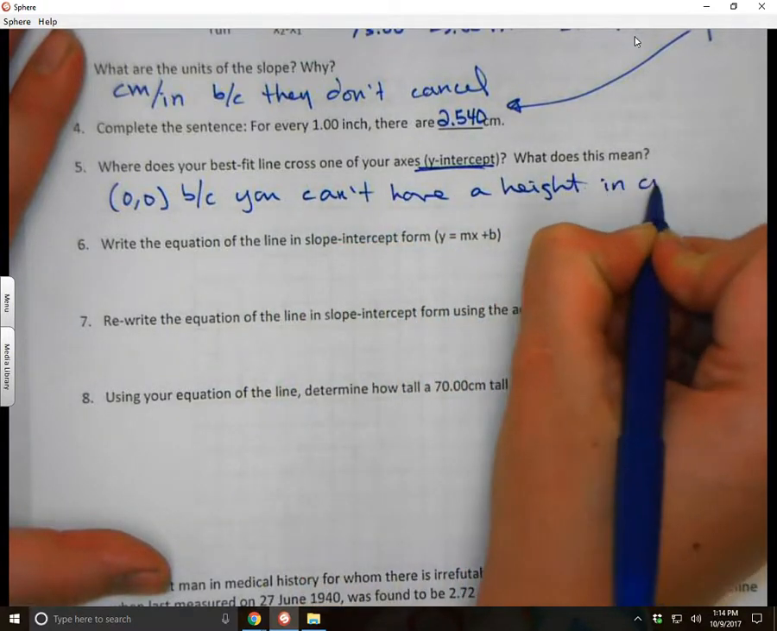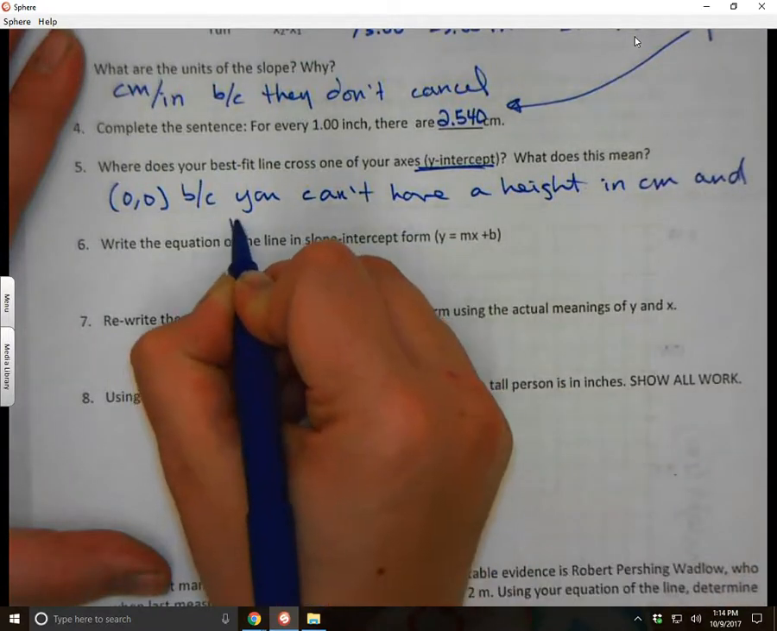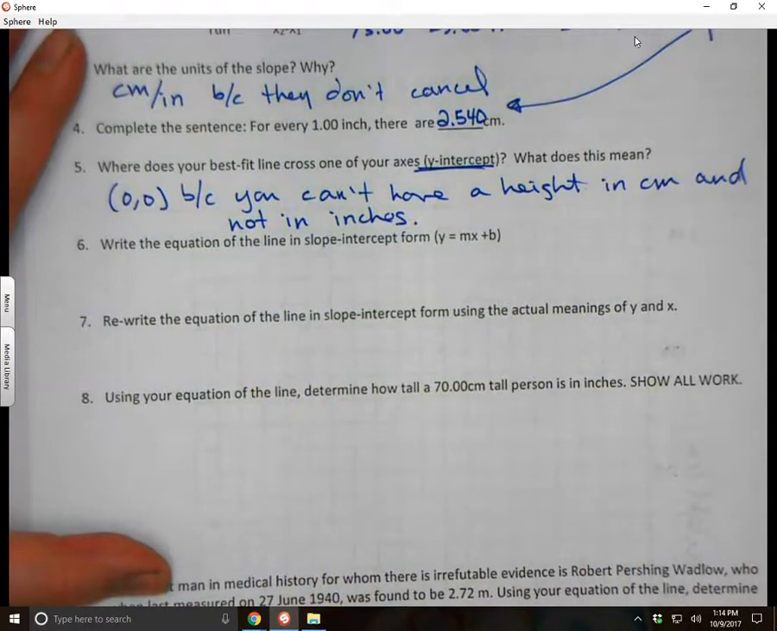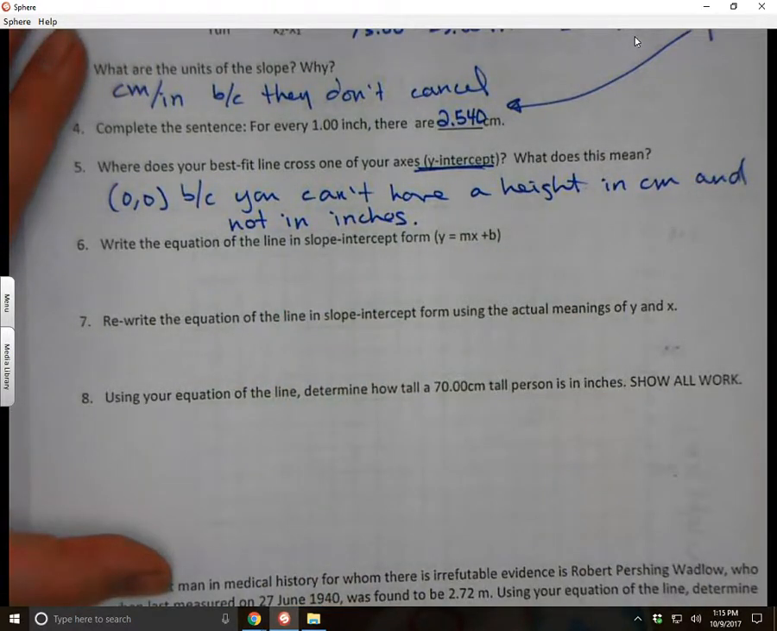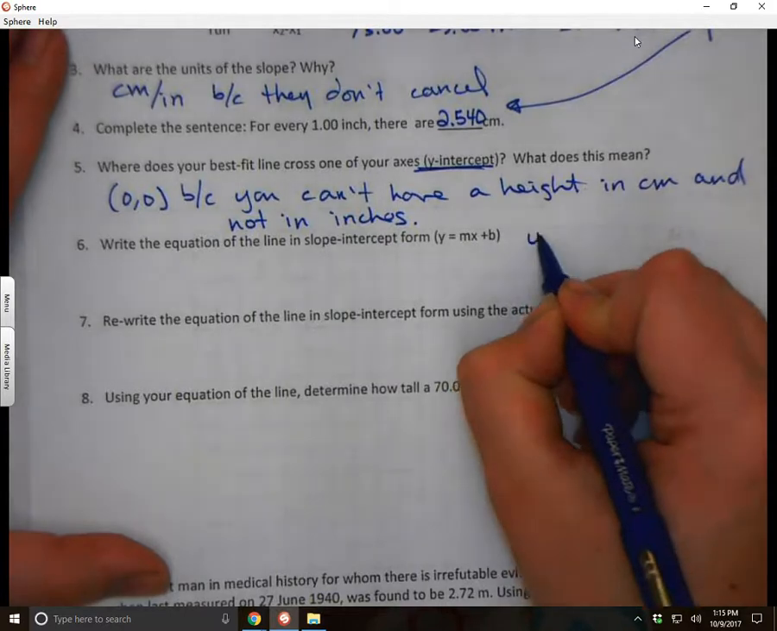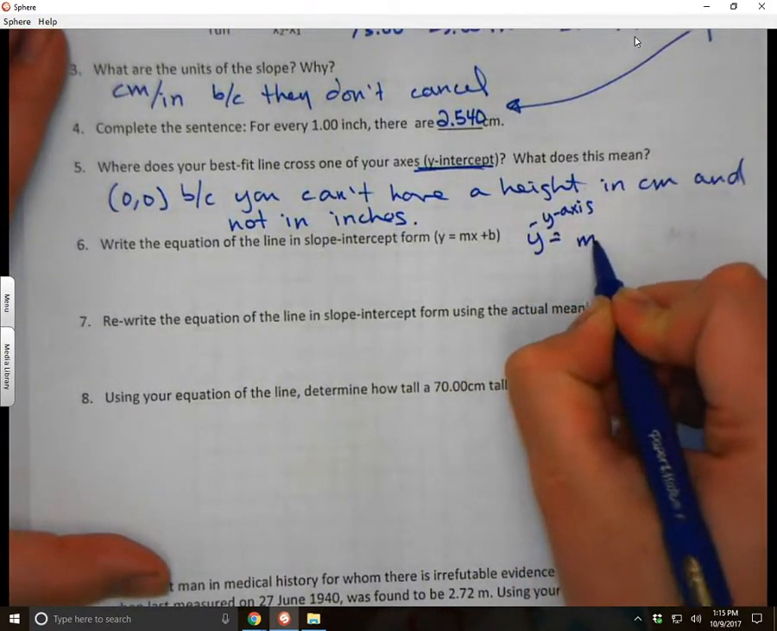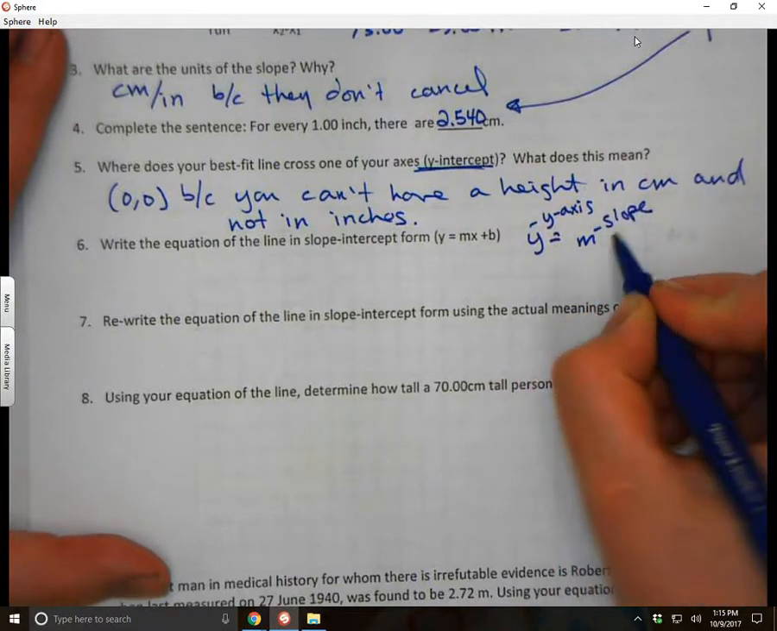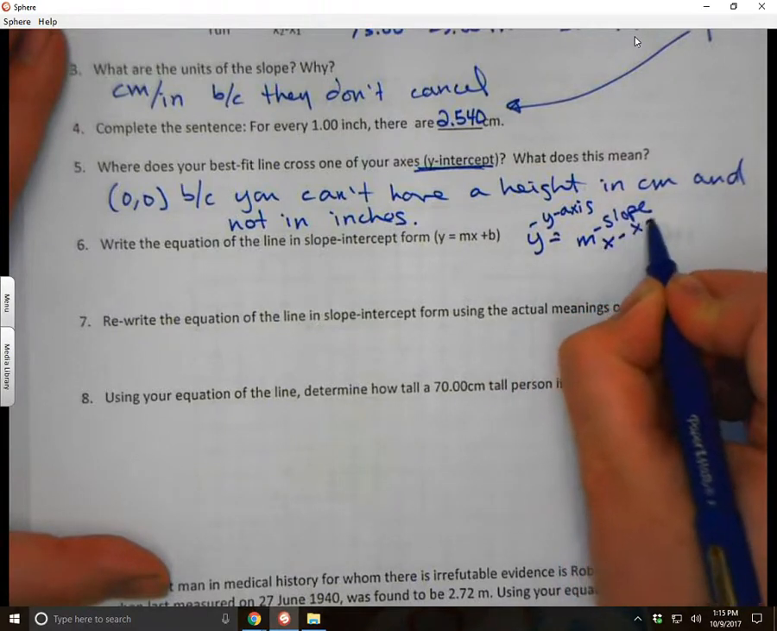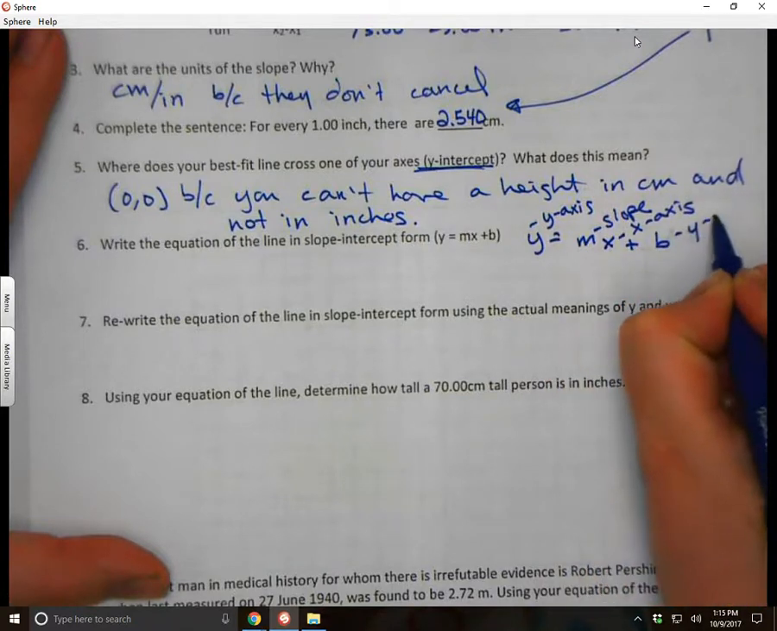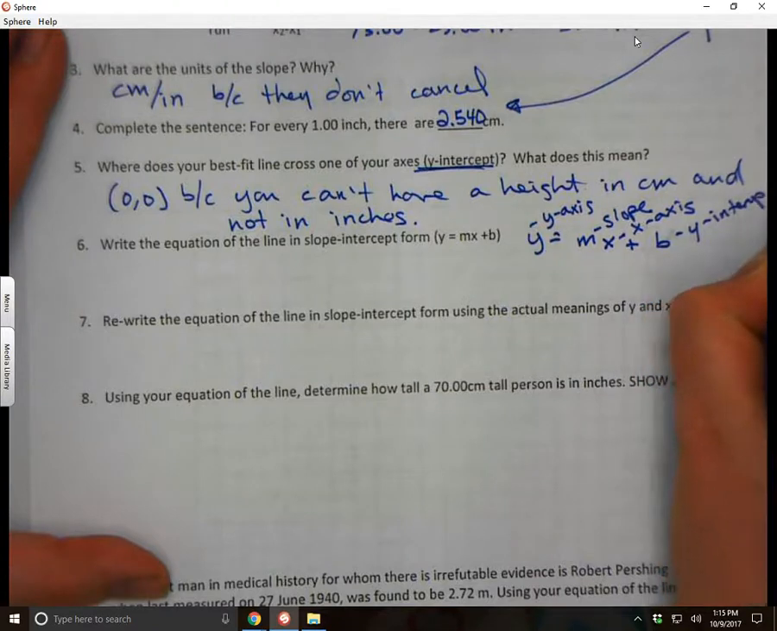Okay, so number 6 then has us write the equation of the line in slope-intercept form. This would be something to put on your card, is what do these mean? So the y is your y-axis equals m, which is your slope, times x, which is the x-axis, plus b, which is your y-intercept. If you had forgotten those, that's what they each stand for: y is the y-axis, m is slope, x is the x-axis, and b is the y-intercept.